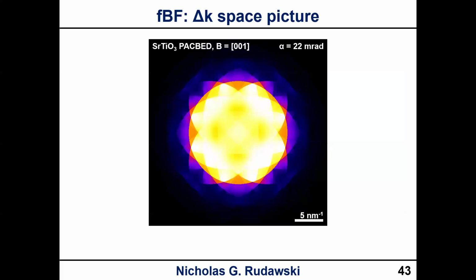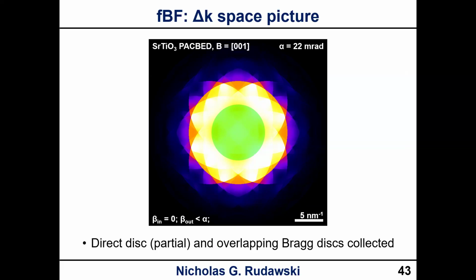Okay, so again, if we look at the pack bed picture, we're using a circular detector. The inner angle, of course, is going to be 0, and the outer angle is going to be less than alpha. Based on what I have here, I have overlap of my direct and Bragg disks that are contributing to the STEM detector. This is what I'm detecting now. I'm not detecting thermal diffuse scattering anymore. I have a direct disk and overlapping Bragg disks that are collected.